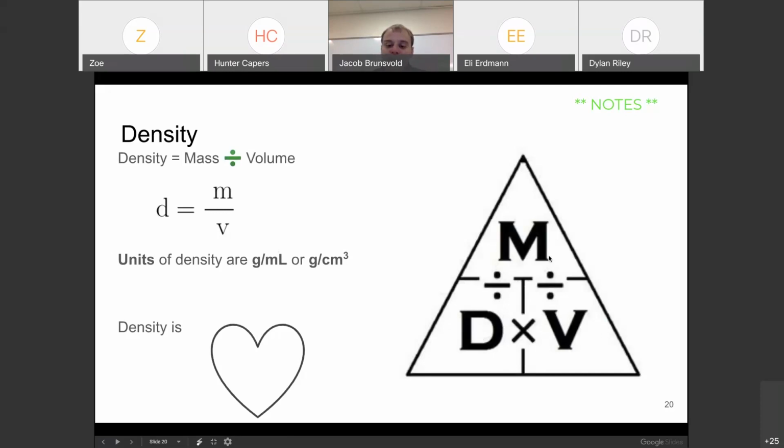Similarly, if I want to find mass, I cover up mass, look what's left, D and V, and there's a times symbol in between. So the equation to find mass is just density times volume. If you know how to use algebra to rearrange this equation, you can end up with 3 different equations. And the third equation, if I cover up volume, is just mass divided by density. Does anybody have any questions about that?